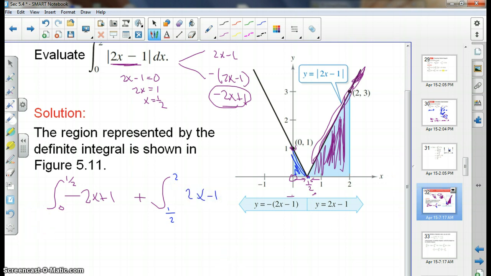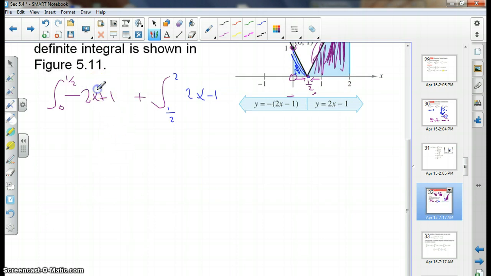So our rules of integration say that we should increase this exponent by 1. This becomes an x squared divided by 2, but it's going to cancel with this 2, so just negative x squared plus, well, this is going to be an x, because this is really an x to the 0, and when I increase that 0 by 1, I get an x to the first. And I'm going to evaluate that between 0 and 1/2. Then I'm going to add, I'll switch to green, this portion in green.